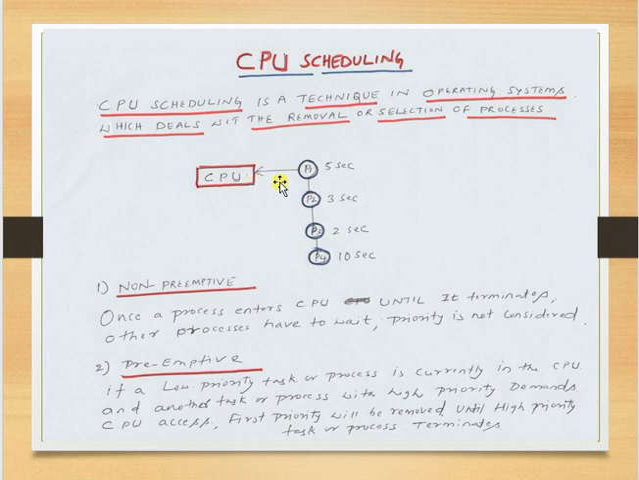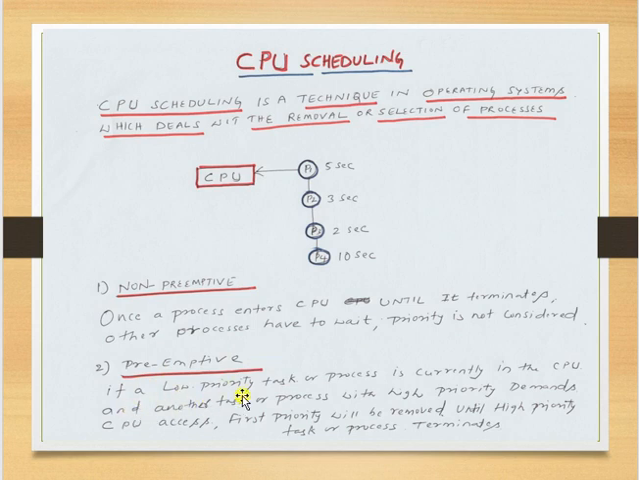So that is non-preemptive, and it is also said that once a process is executing, it cannot be taken out till its execution is completed in the non-preemptive mechanism. Another mode is preemptive. What do you mean by preemptive?